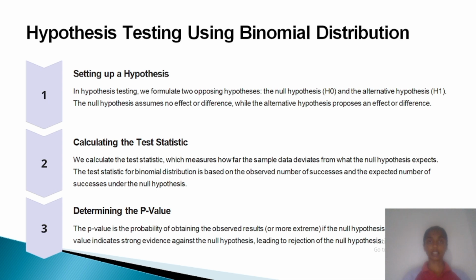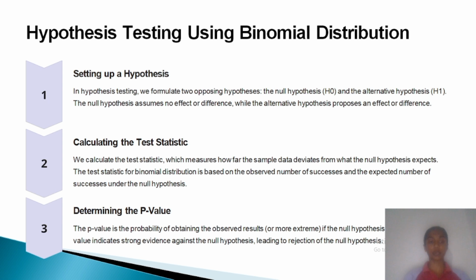Calculating the test statistic. We calculate the test statistic, which means how far the sample data deviates from what the null hypothesis expects. The test statistic for binomial distribution is based on the observed number of successes and the expected number of successes under the null hypothesis.